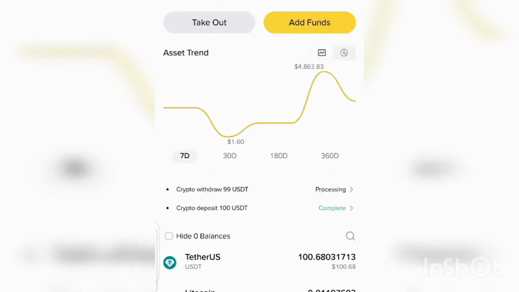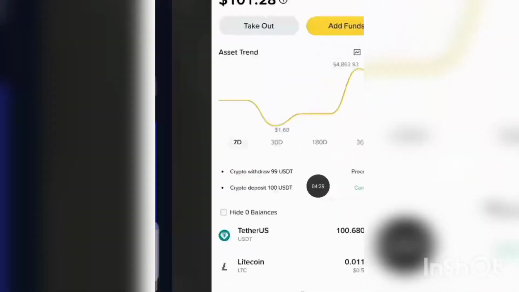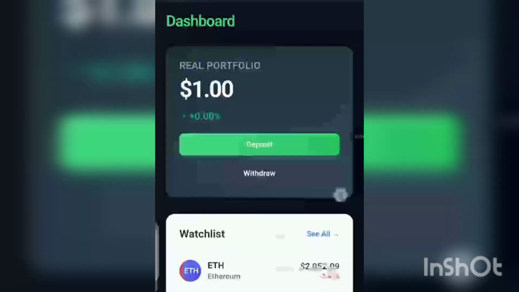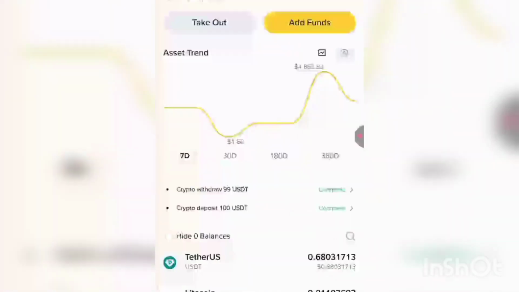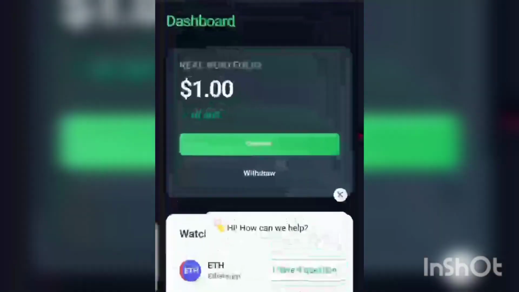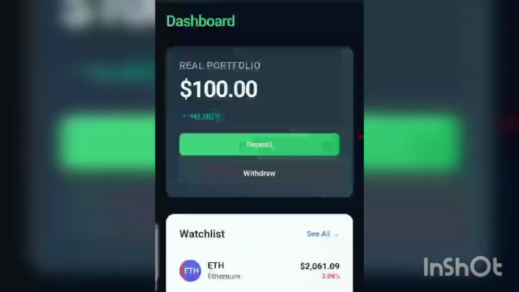So let's go. Once it has been processed, you can see over here it says processing in Binance. Once it is done processing in your wallet, you come over to your bot. You can see our money has left here, it is being completed, and it will reflect here. We have 1 USDT plus the 99, that's 100.